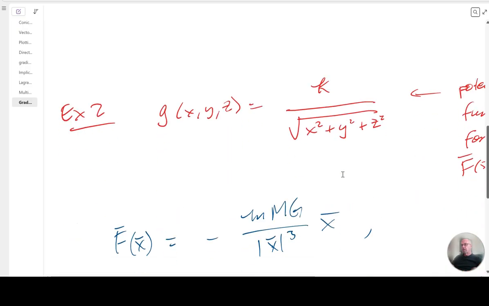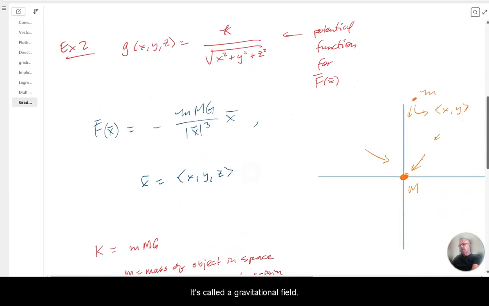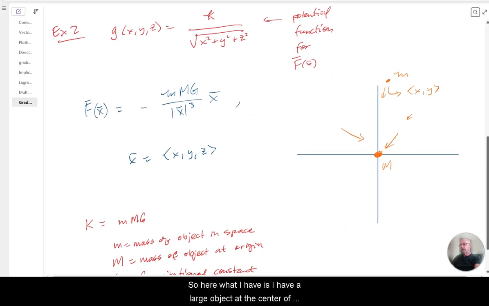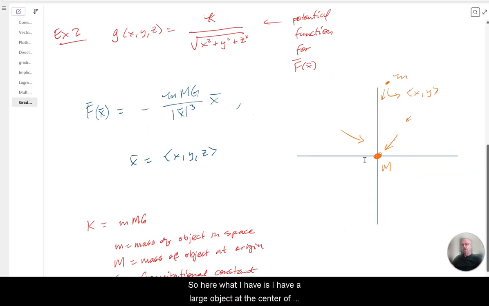It's called a gravitational field. So here what I have is a large object of mass m at the origin, and then a little mass that's being affected by it. And then I have little vectors that are going toward it. So the vector field is described by this expression here, which you'll find in any multivariable calculus book or physics book for that matter. And then we have the potential function here, which when I take the gradient of this potential function, I'll get this vector field here.